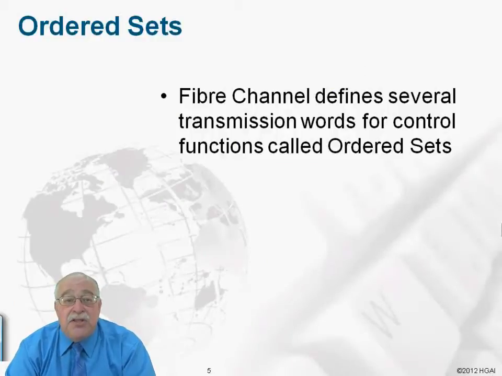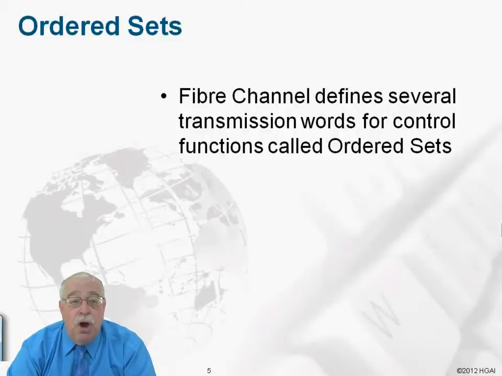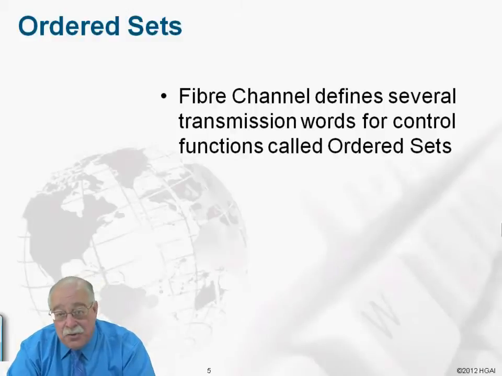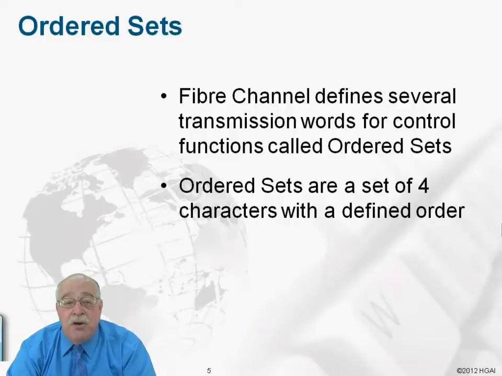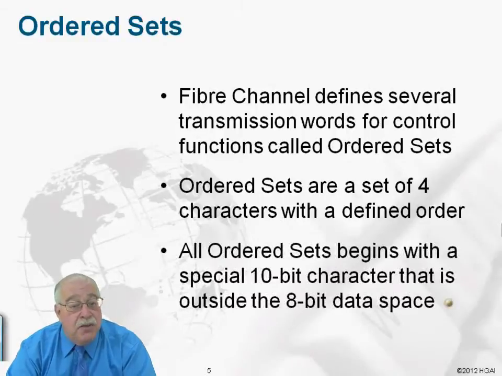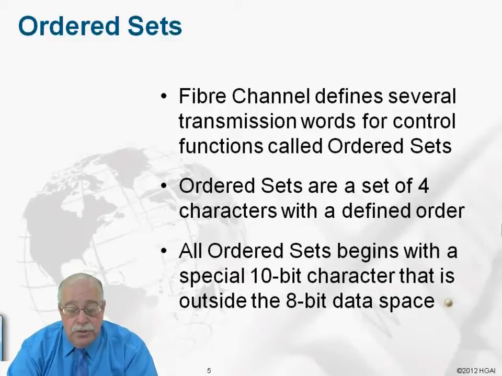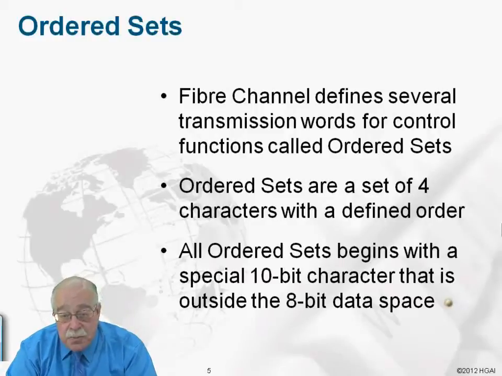Fibre Channel has a series of control called ordered sets. And there are several transmission words that are used for control function. It's called an ordered set because there are bytes that occur in a certain order. Ordered sets are a set of 4 characters with a defined order and a defined starting character. All ordered sets begin with a special 10-bit character that is outside of an 8-bit data space.